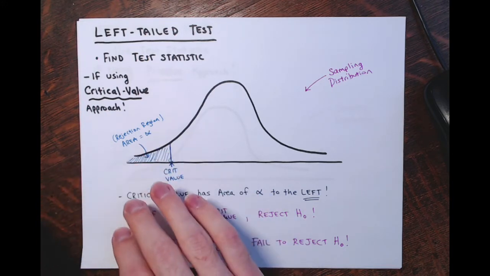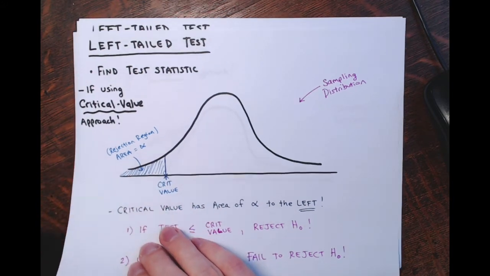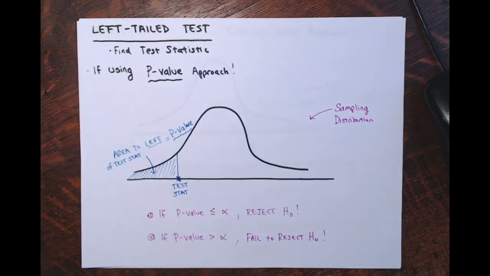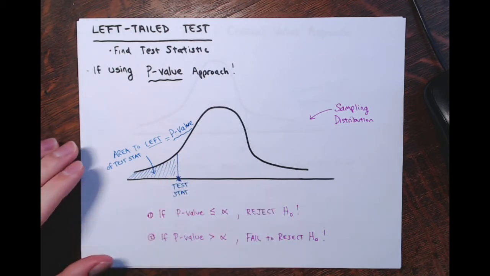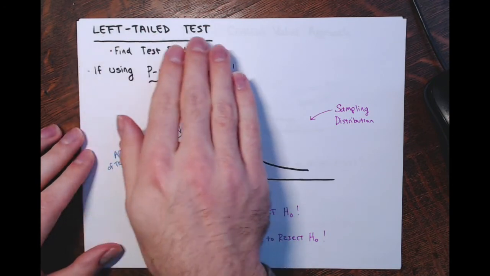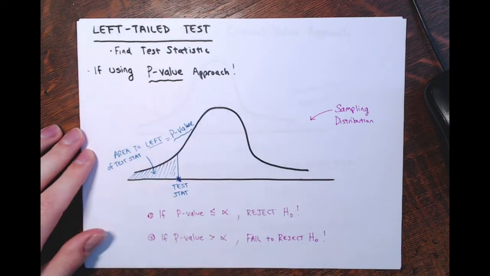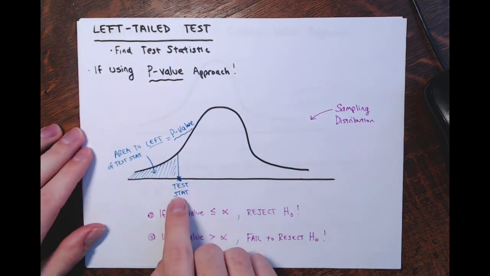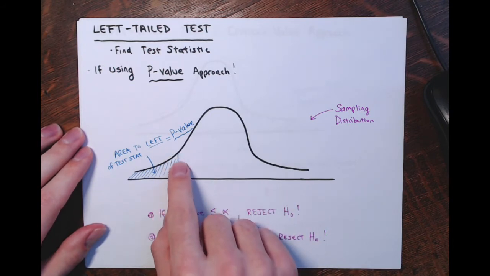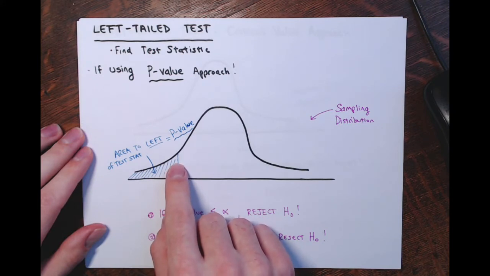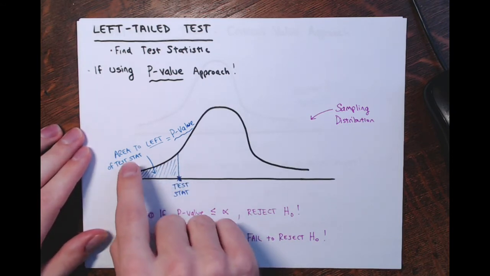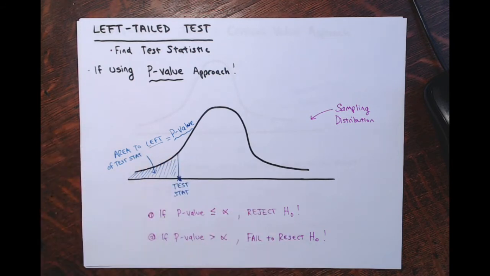Now, if you're doing a left-tailed test with the p-value approach, and again, if I'm going through this quickly, it's because it's an introduction. We're not going to dive too deep yet. We'll see these again in other videos. But if I'm performing a left-tailed test, you find your test statistic again. Now, with the p-value approach, you mark off where your test statistic is on the number line. And then what's the area under the curve, under the distribution, to the left of that test statistic? This area to the left is called the p-value for that test statistic.